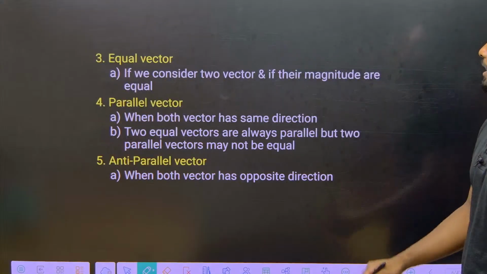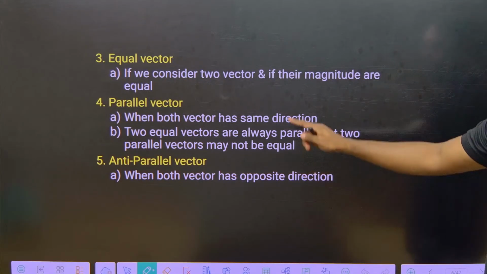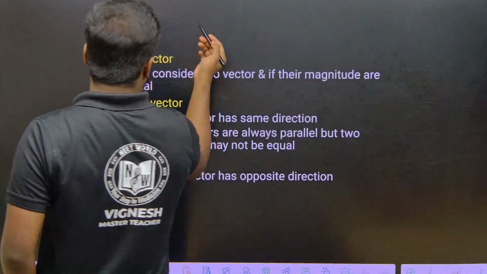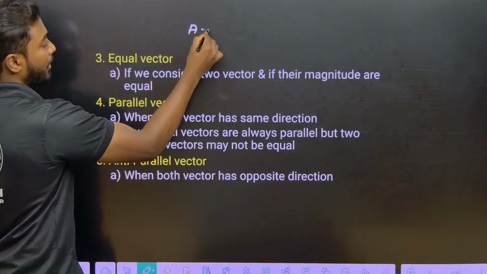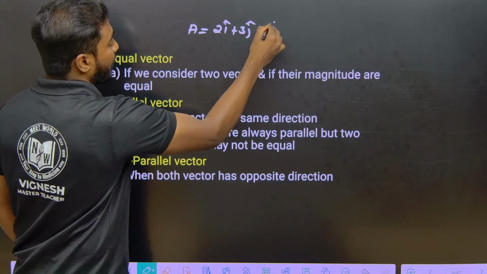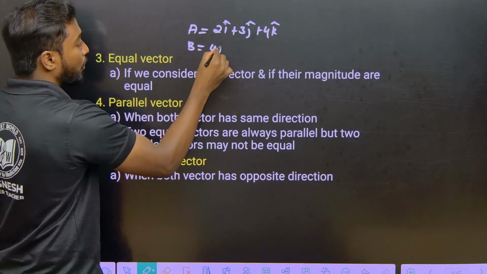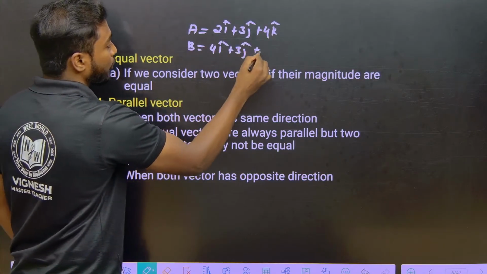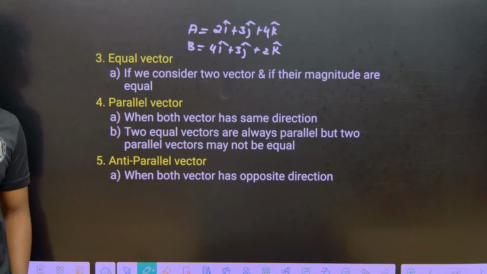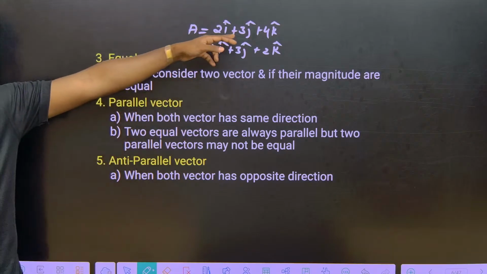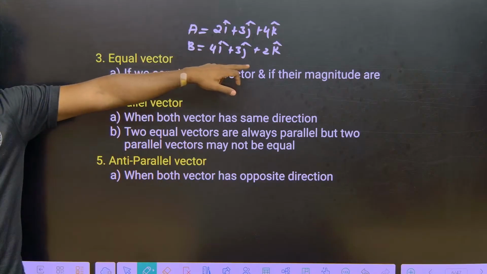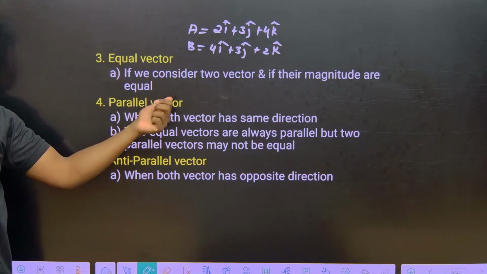So next one is equal vector. If we consider two vectors and their magnitudes are equal, for example, A vector is equal to 2i cap plus 3j cap plus 4k cap, and B vector is equal to 4i cap plus 3j cap plus 2k cap. If I take under root of 2 square plus 3 square plus 4 square, here also 4 square plus 3 square plus 2 square. If their magnitudes are equal, I can say it's an equal vector.